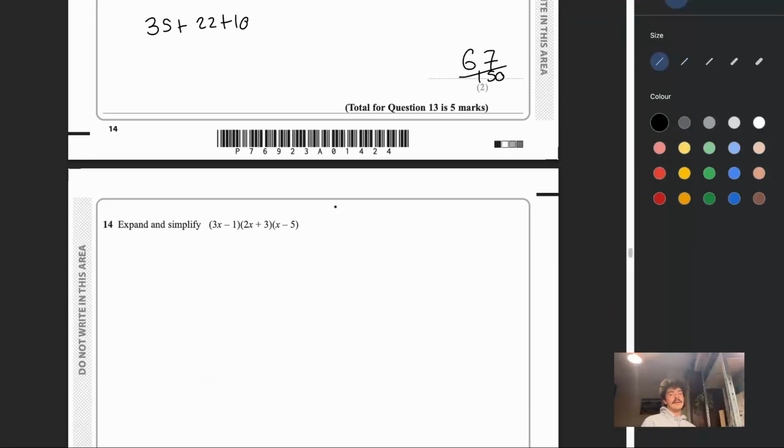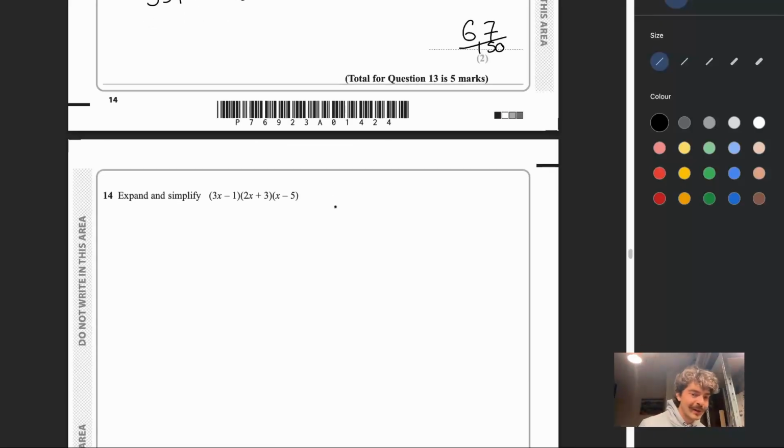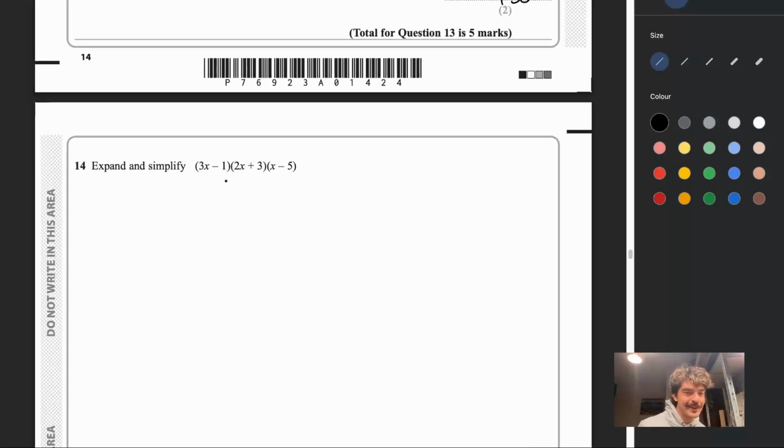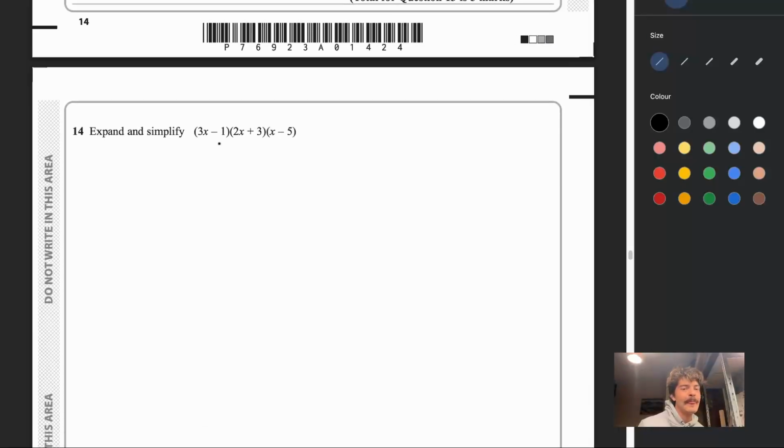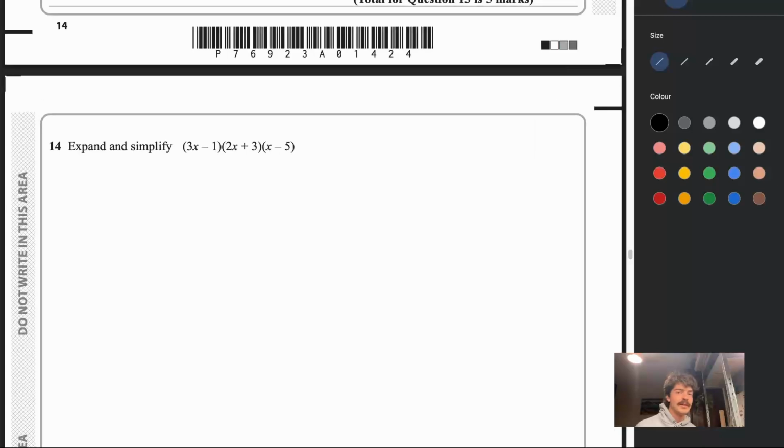Excellent. On to question 14 now. We want to expand and simplify this triple bracket equation. That's going to end us up with a cubic. So this is going to be interesting. With these, I certainly recommend the nicest way to do it is we just want to start by looking at 2 brackets, and then we'll run through again with our final bracket. So for us, there's no particular order. I'm just going to say, let's get the harder bits done over and done with.